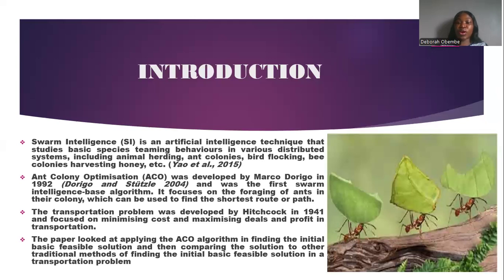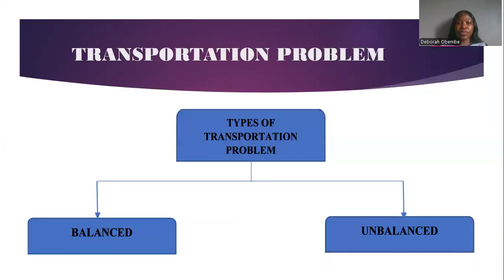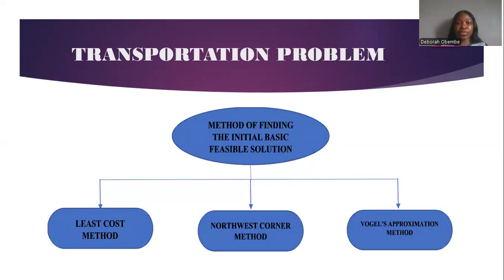So we're using the ant colony optimization algorithm in finding the initial basic feasible solution and also comparing that solution to other traditional methods of finding the initial basic feasible solution in a transportation problem. We have two types of transportation problem: the balanced and the unbalanced transportation problem. A balanced transportation problem is when the supply is equal to the demand, also when the demand is equal to the supply. While an unbalanced transportation problem is when the demand is not equal to the supply or the supply is not equal to the demand.